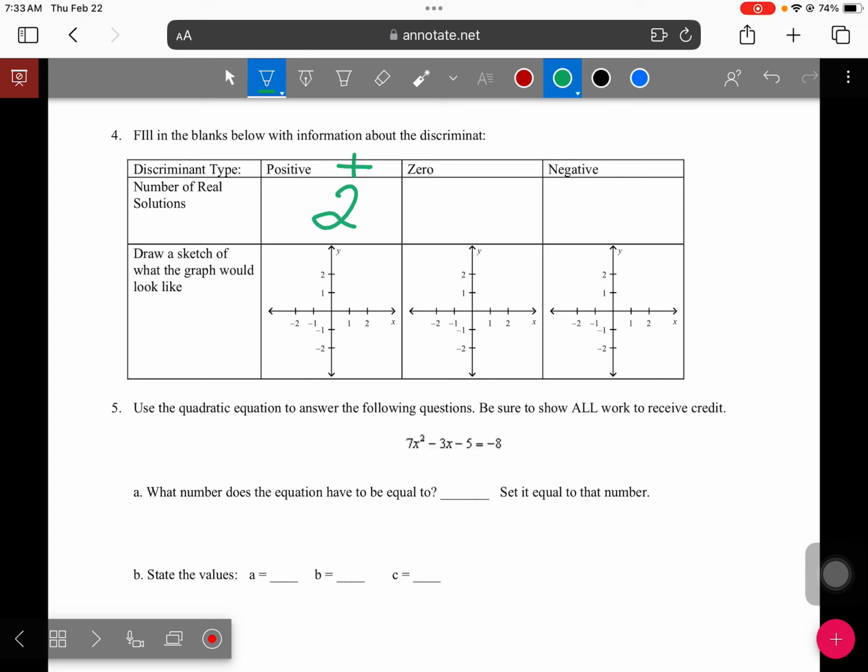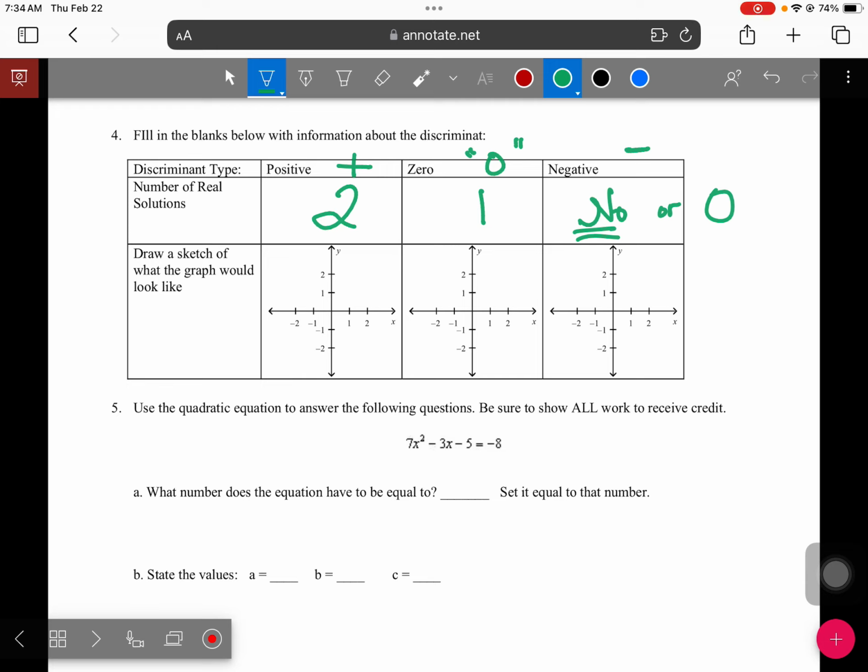Okay, if I have a discriminant that is equal exactly to 0, how many real solutions would I have? 1. And if I have a negative number, like negative 55, negative 16, negative 2, I would have no real solutions. You could say 0. I really wish I would have stuck with no. It's 2, 1, or no.